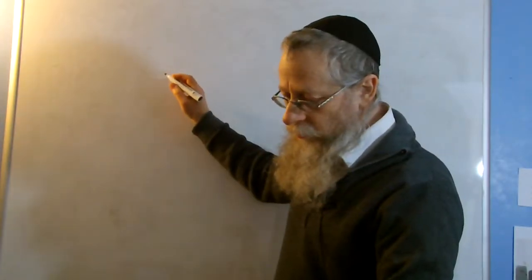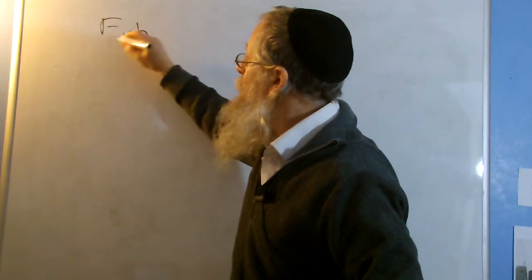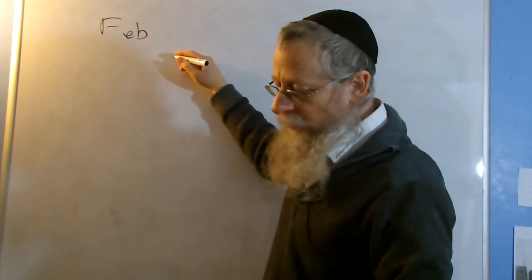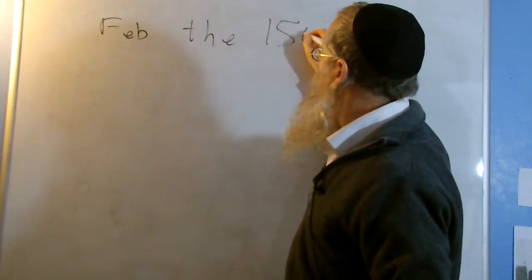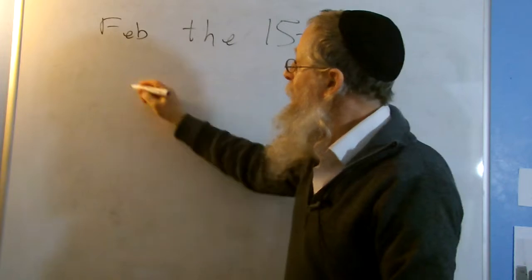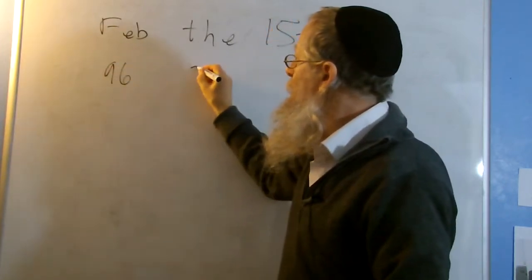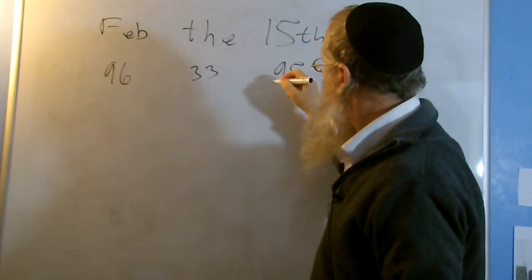So I would start off the date, February. I should write it in short, but really need the full word, of course. February the 15th, and again you need the word, right? You need the full word, 15th in English. And February is 96. The is 3, and 15th is 95.